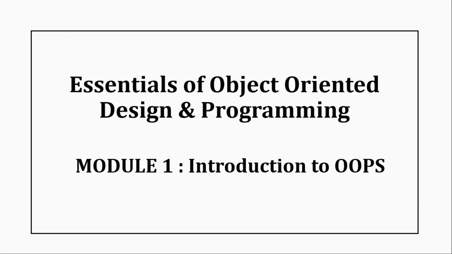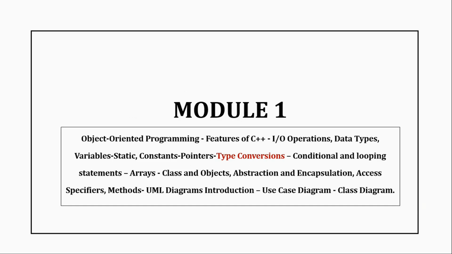Welcome back to the course Essentials of Object-Oriented Design and Programming. So we are in module 1, Introduction to OOPS. In this module, in the last session, we discussed data types, variables, static variables, constants, and pointers. In this session we will be discussing type conversions in C++.